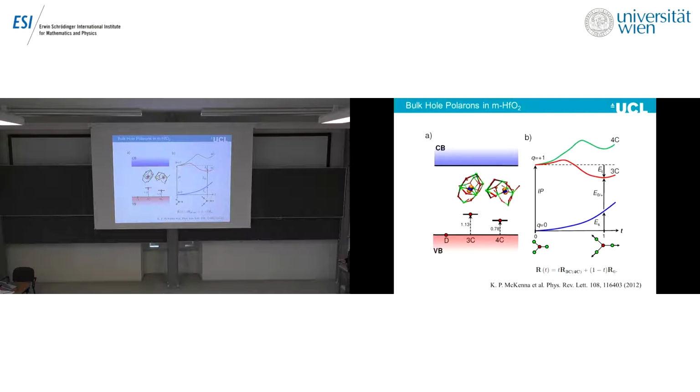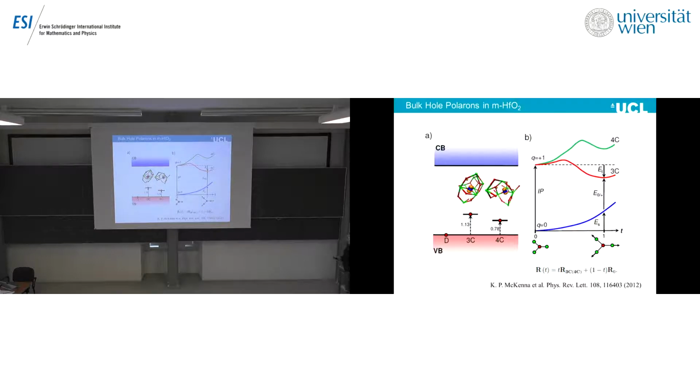And what turns out is that holes trap only on three-coordinated sites, as shown here, although in both cases we have localization. But if you look at potential energy landscapes, only three-coordinated sites actually give you a positive trapping energy, and four-coordinated sites are actually metastable.